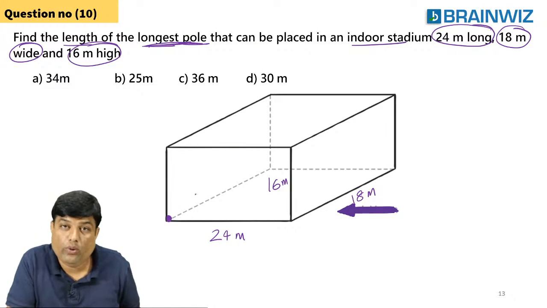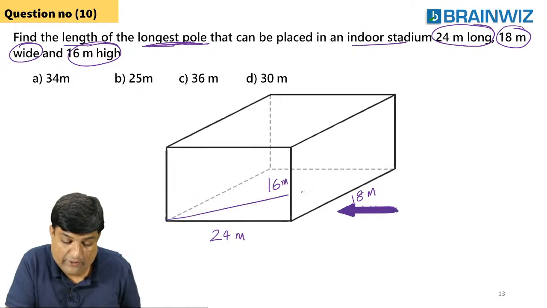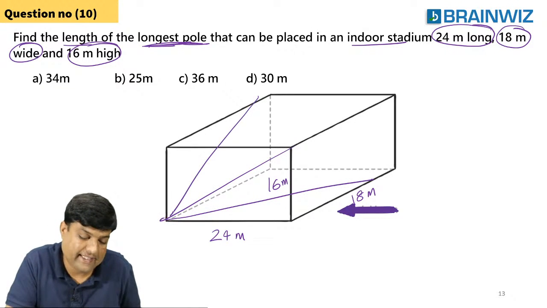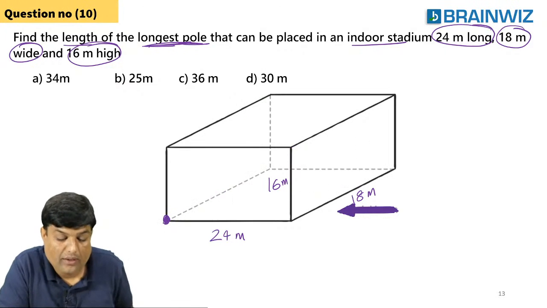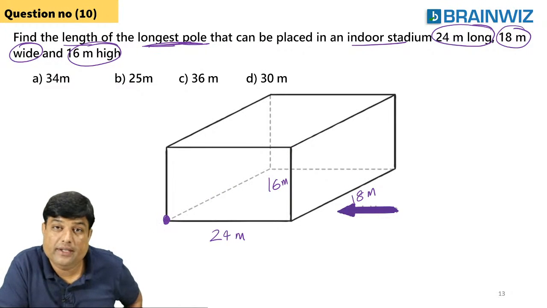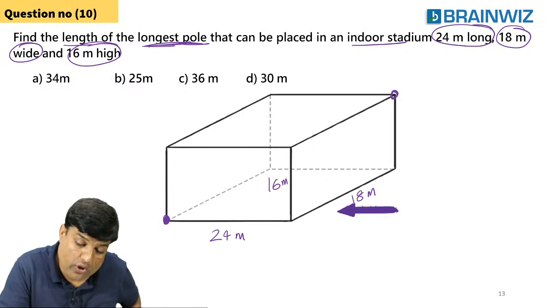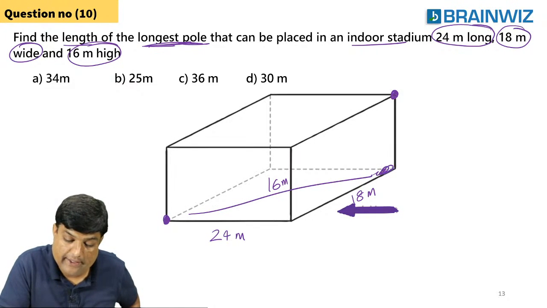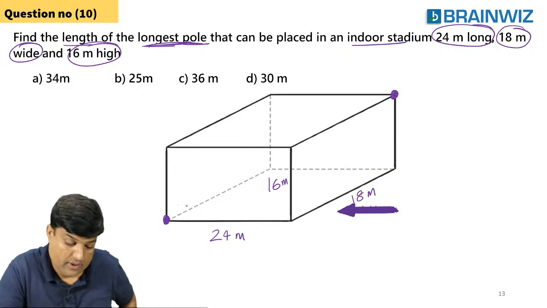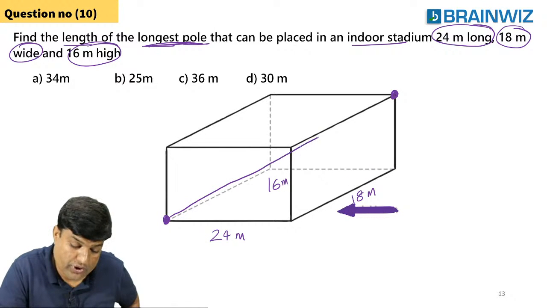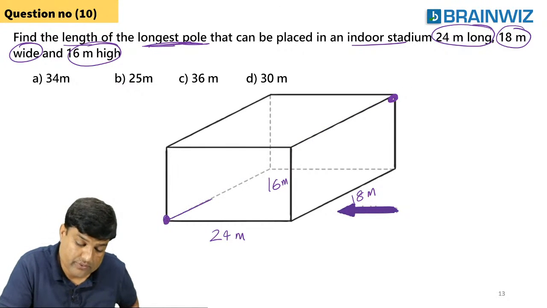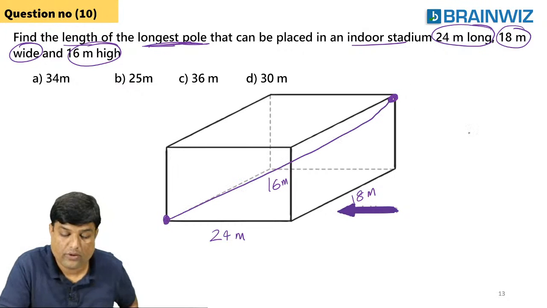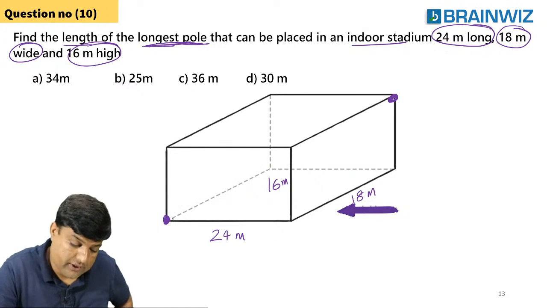So for the longest pole, you should not see the floor, you should not see the wall, you should not see the side wall. What you should do is take one corner of the room to another top corner, not the bottom corner, guys. You are supposed to see the top corner. I hope you are understanding that. As this is 3-dimensional, your imagination should be from here to here. So this is what you can call the longest pole.